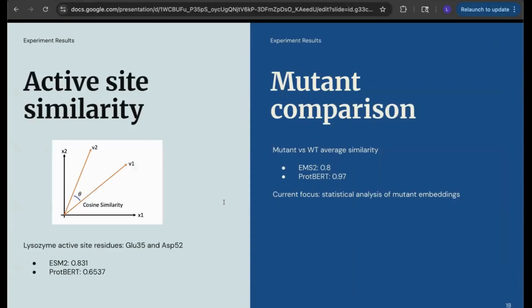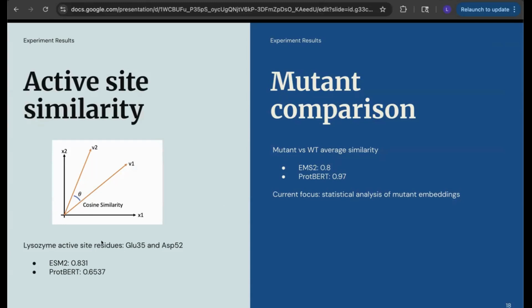I also decided to look at active site similarity. The active site in a protein is a specific region on an enzyme where a substrate binds and a chemical reaction occurs. Specifically in lysozyme, the two catalytic residues are Glu35 and Asp52. My hypothesis was that these amino acids would be represented similarly in the embedding space due to their special function, and their similarity will indicate the model's ability to detect these functionally important residues.